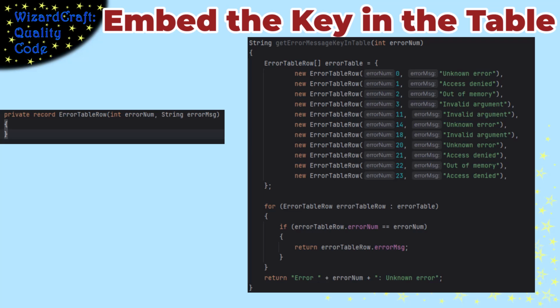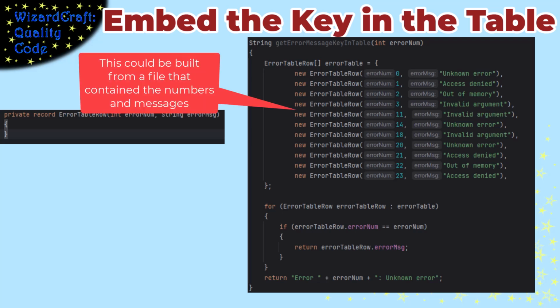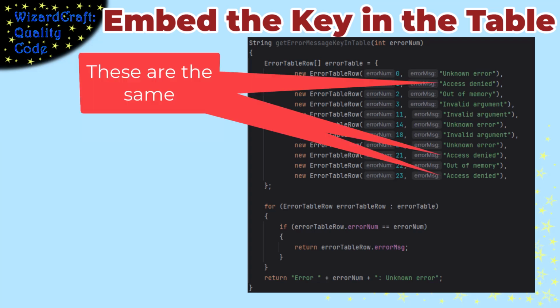Even though I've hand-built the table, we could still read this data from a file, so I can still deal with internationalization at runtime. However, the one downside is that I've had to duplicate error messages where two error numbers cause the same error message.